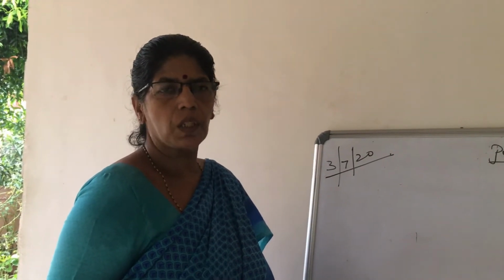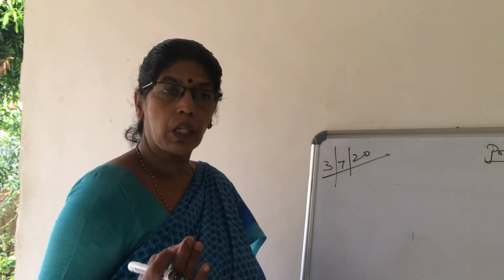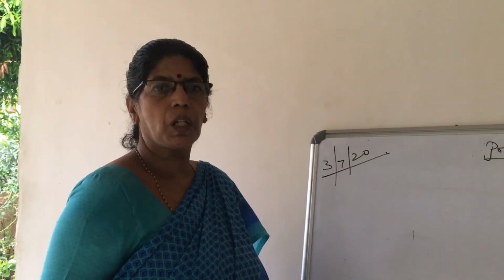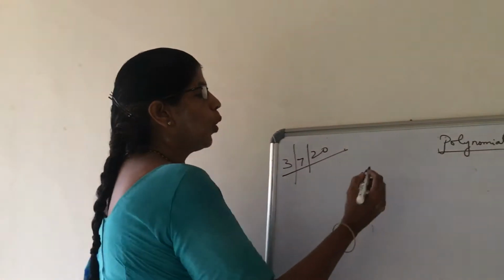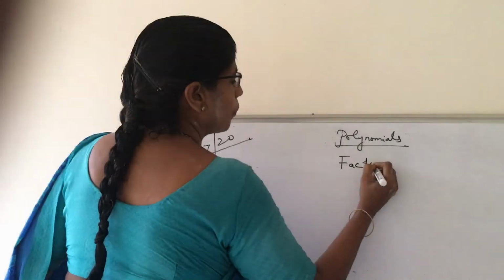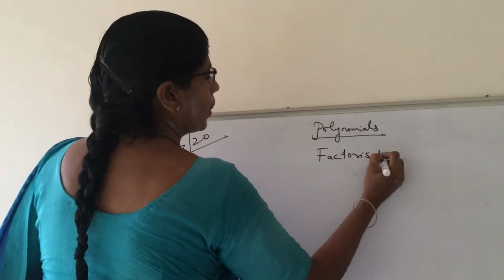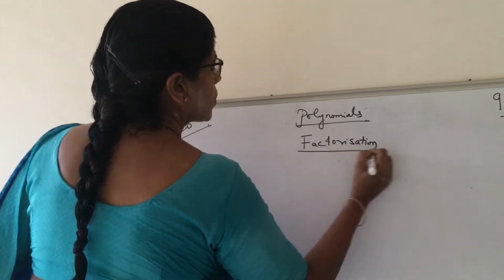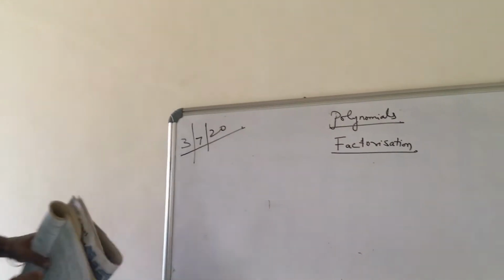In today's class, children, since we have learned the expansion, we are going to do the reverse thing. The opposite is factorization. Yes, you are given the expansion, you will be writing the factors of it.